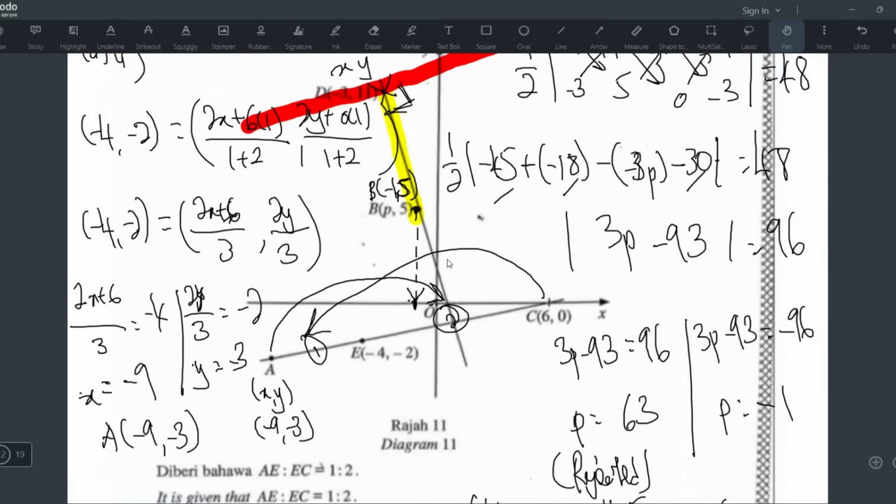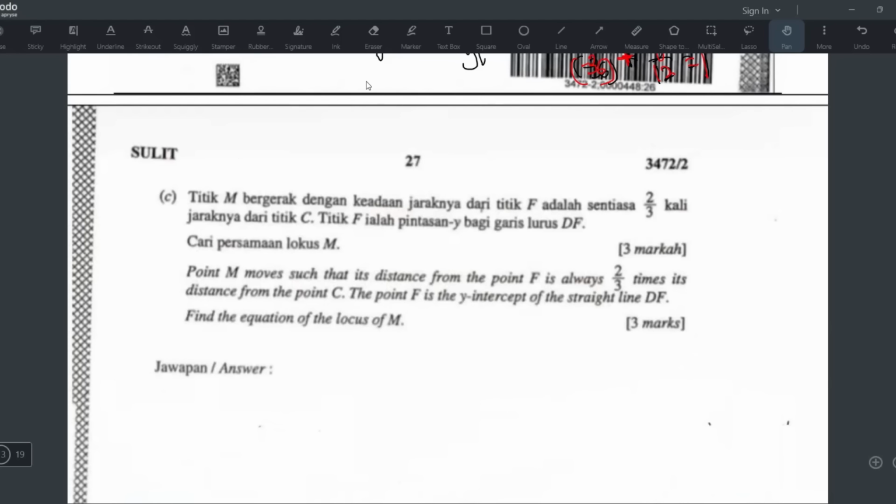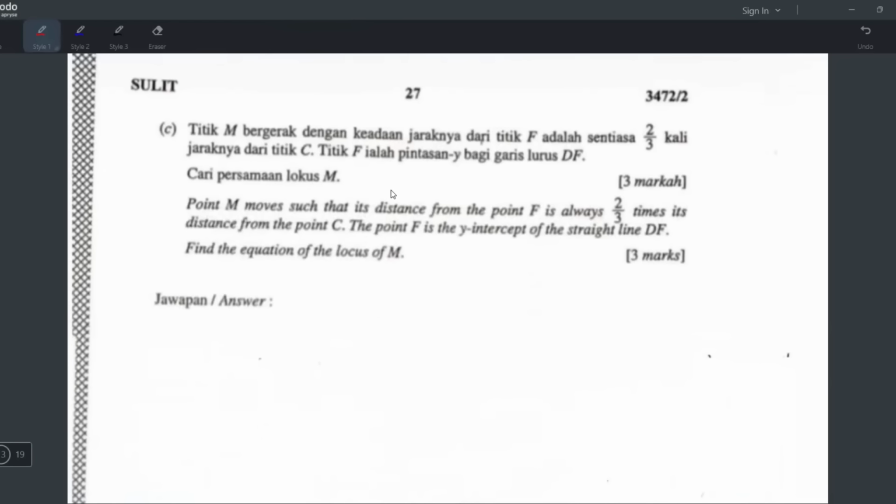So this is also worth 10 marks. Okay, let's move on. Oh, there is still question C. Okay, what does it say? Point M moves. Okay, the moment I see the word move, I know it's a locus question. So your first step should be to let the moving point be xy, that point M xy. So how do I know all this so fast? Because I have done a lot of questions already. It's always the same. Yeah, when you do a lot, you recognize the pattern. Okay, point M moves.